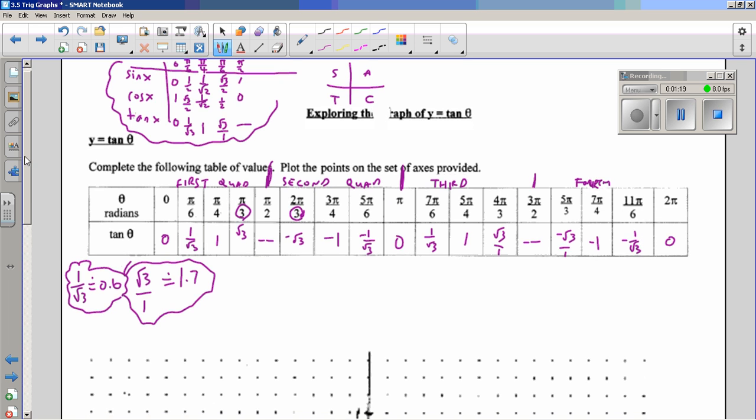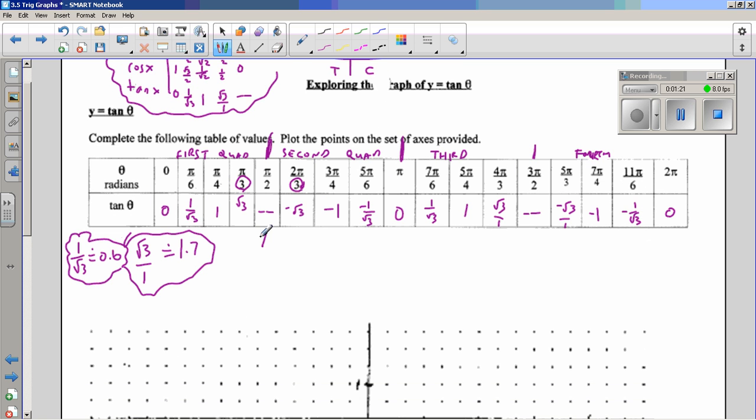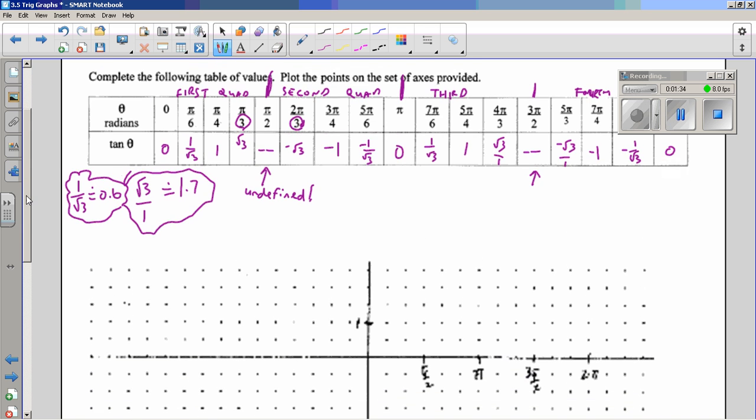Some weird things about tangent, though. We have some spots where we get an error message. It's undefined. And so that's going to look strange when we start looking at the graph. That's what the whole idea of this was, to see if we could come up with the trig graph. And I'm just going to plot these points.